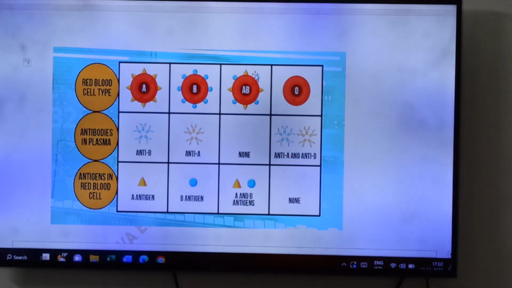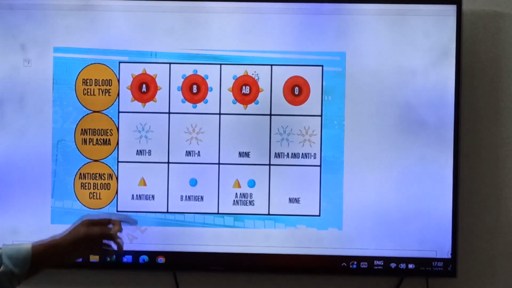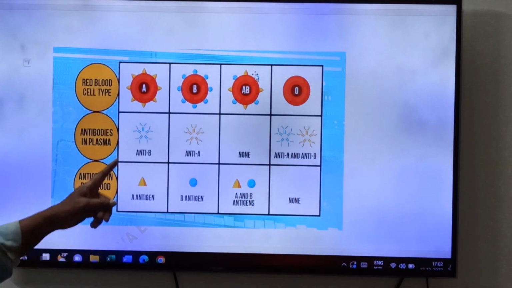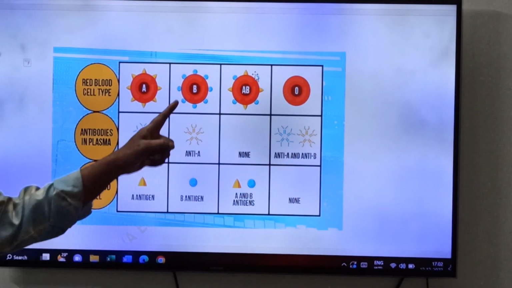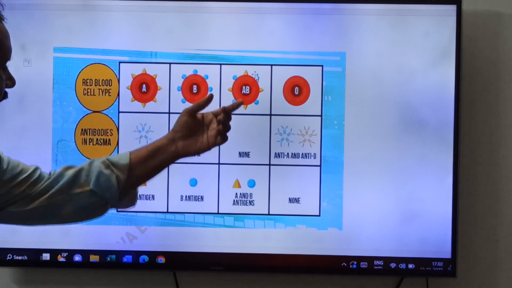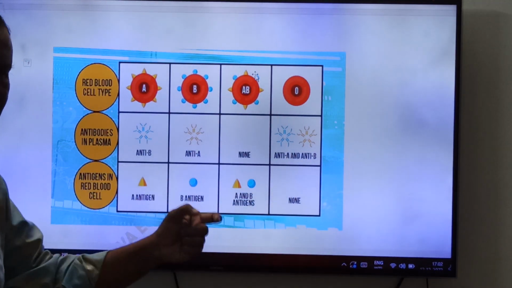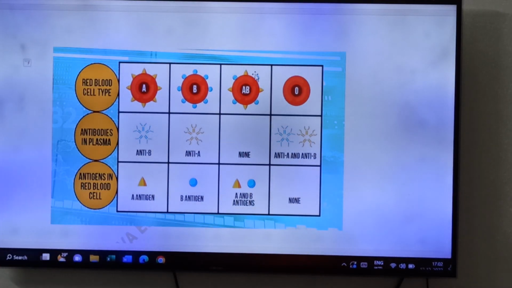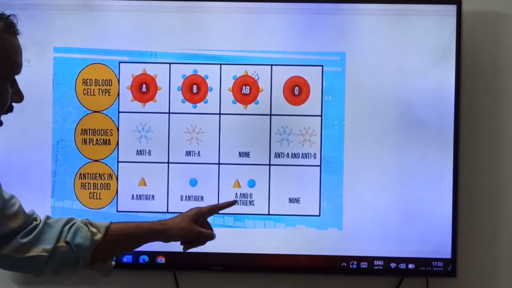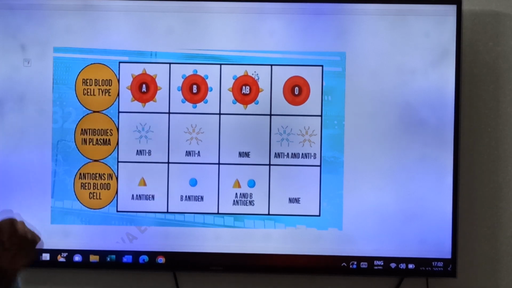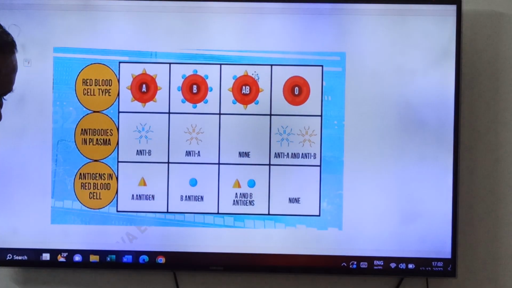Now, see, friends, once again. Red blood cell types A, B, AB, O. A has anti-B. B has anti-A. AB has no antibodies. O has anti-A and anti-B. Now come to antigens, friends. A has antigen A. B has antigen B. AB has both antigen A and B. O blood group people have no antigens. See it, friends. Okay.